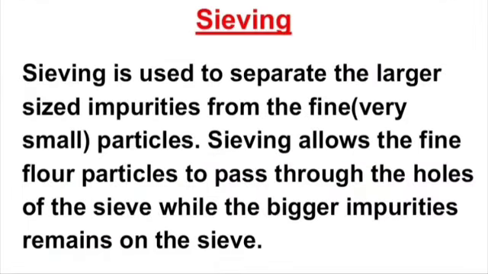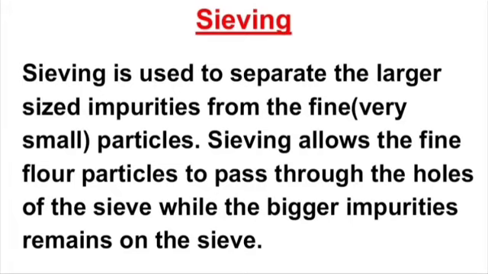Next method of separation is sieving. Now, what is sieving? Sieving is used to separate the larger sized impurities from the fine, means very small particles. I am repeating: sieving is used to separate the larger size impurities from the fine particles.